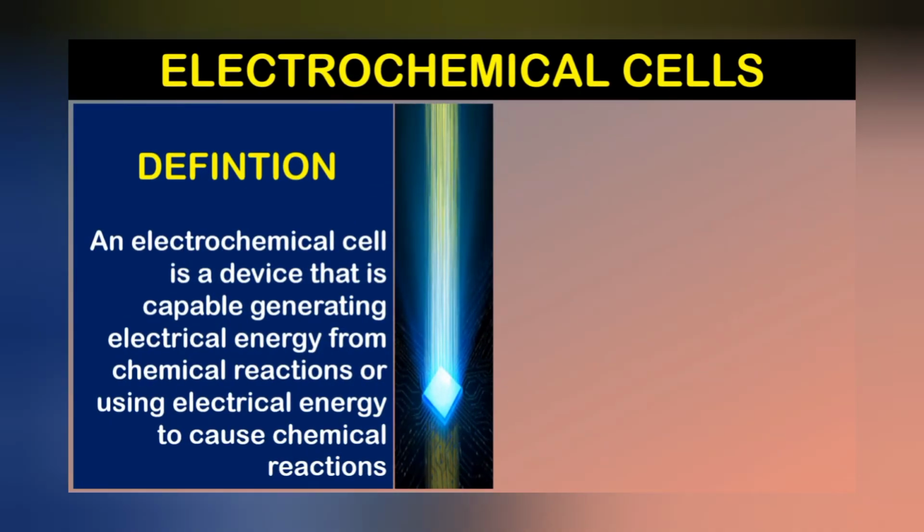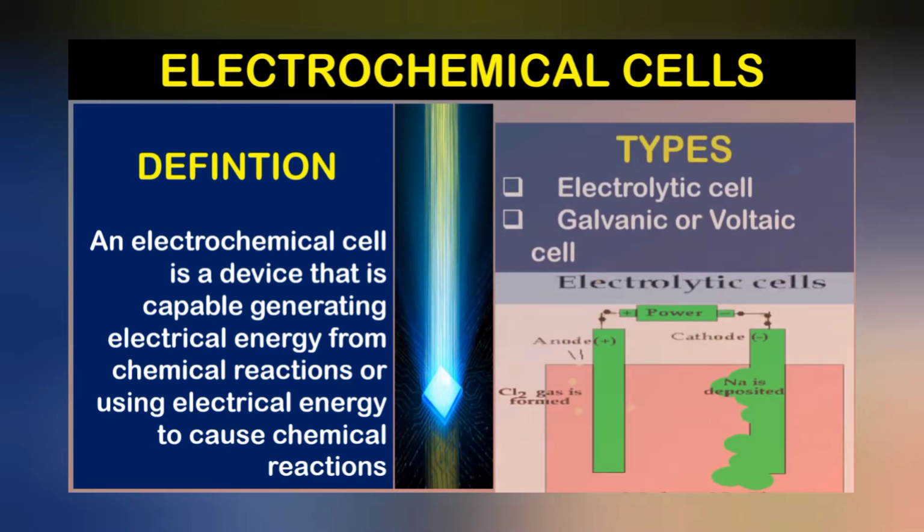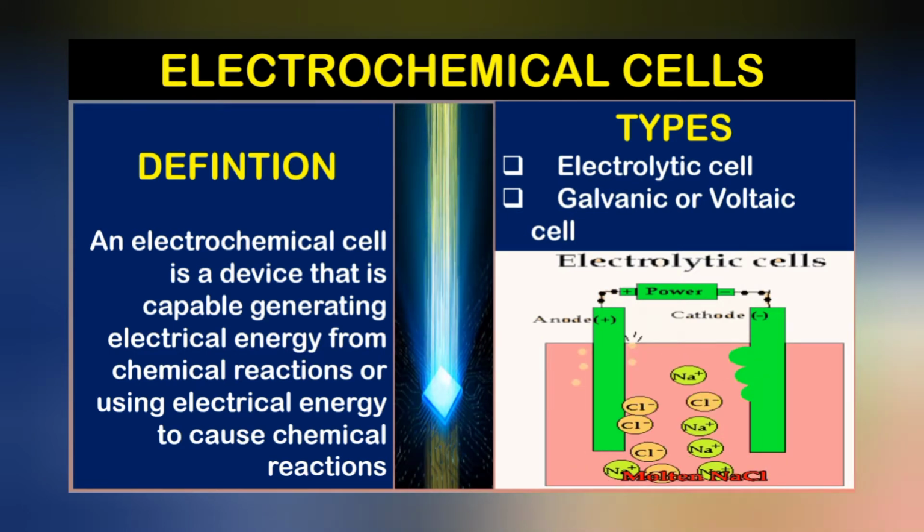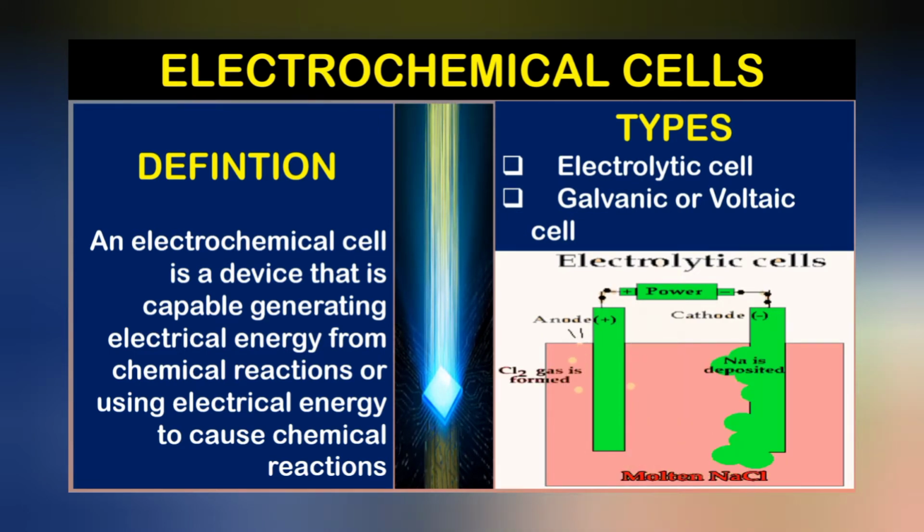So the question now is, what is an electrochemical cell? An electrochemical cell is defined as a device that is capable of generating electrical energy from chemical reactions, or a device that uses electrical energy to cause chemical reactions. Electrochemical cell is divided into two: electrolytic cell and galvanic cell. Galvanic cell is also called voltaic cell.